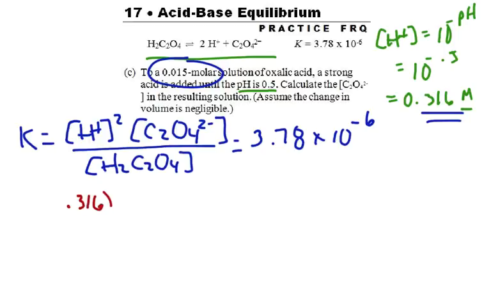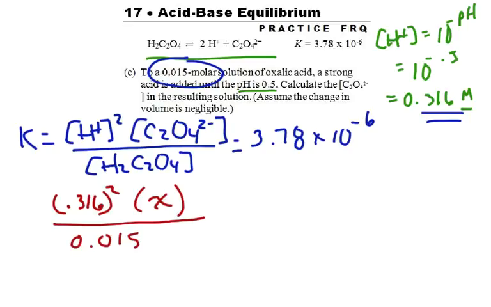So setting this up, we have 0.316 squared. That's our H plus concentration. And we got that from our pH. The C2O4 2 minus is X divided by 0.015. And officially that's 0.015 minus X. That equals 3.78 times 10 to the negative 6.